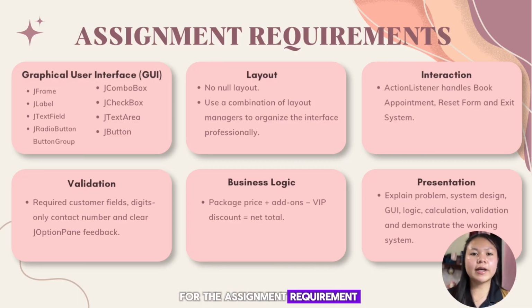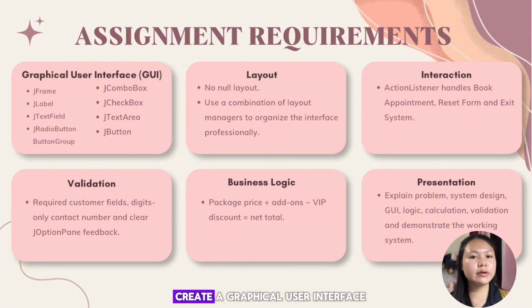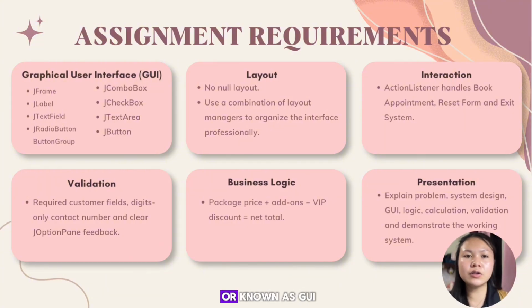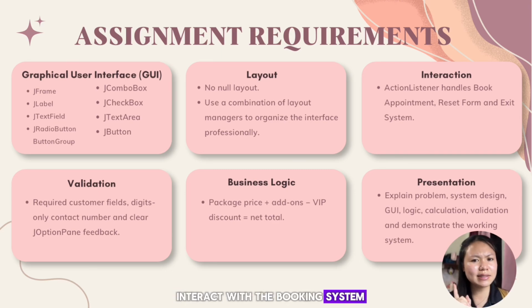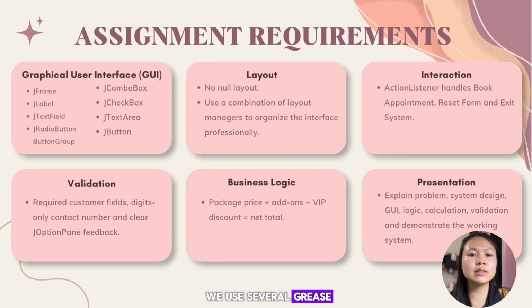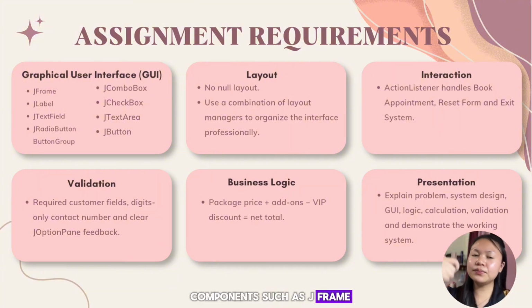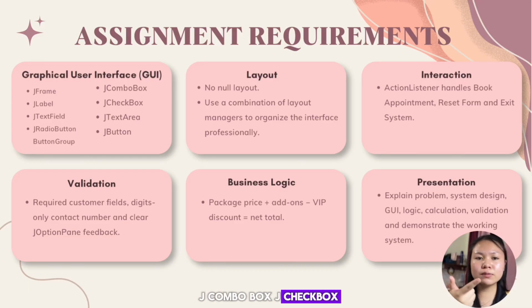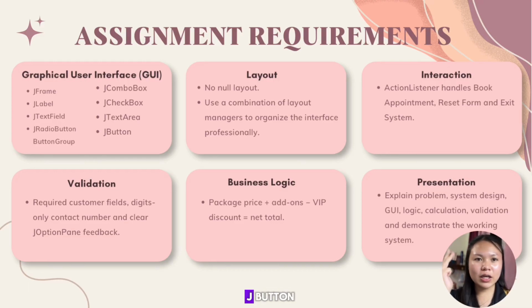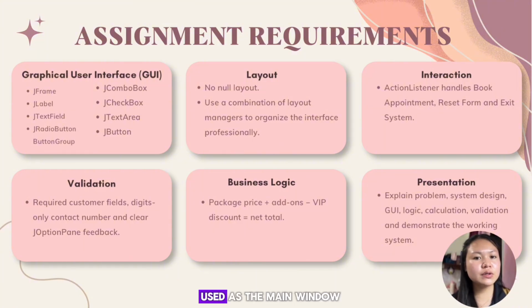For the assignment requirement, our system needs to demonstrate several important Java Swing concepts. First, we need to create a graphical user interface, also known as GUI, that allows users to interact with the booking system. We use several GUI components such as JFrame, JLabel, JTextField, JRadioButton, ButtonGroup, JComboBox, JCheckBox, JTextArea, and JButton. The JFrame is used as the main window of our application.